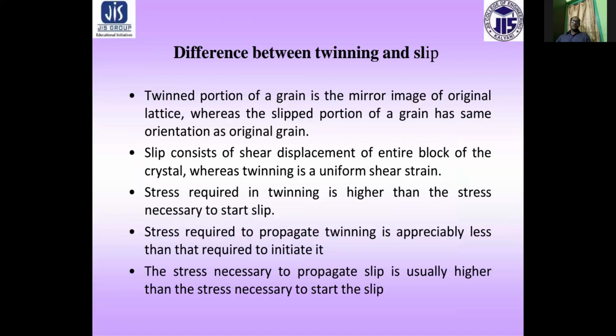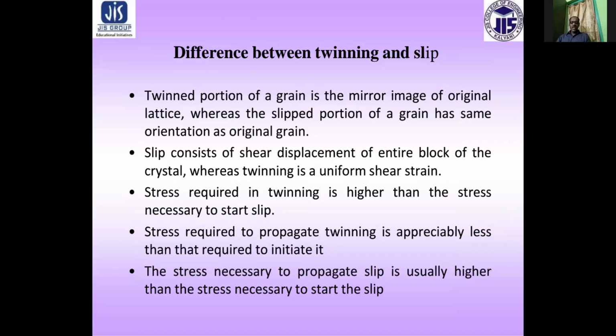The difference between twinning and slip. Deformation twinning, also known as mechanical twinning, differs from slip in the following ways. The twinned portion of a grain is the mirror image of the original lattice, whereas the slipped portion of a grain has the same orientation as the original grain.